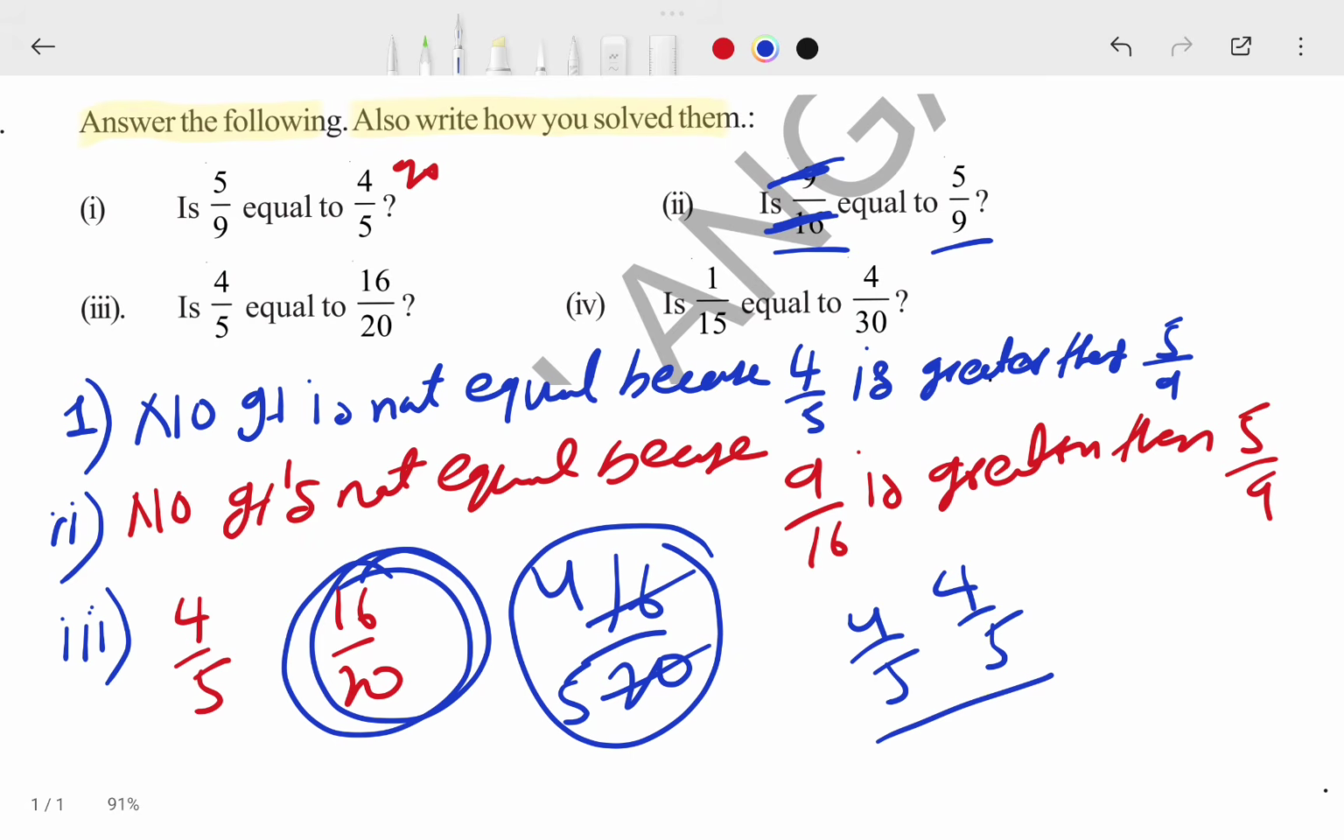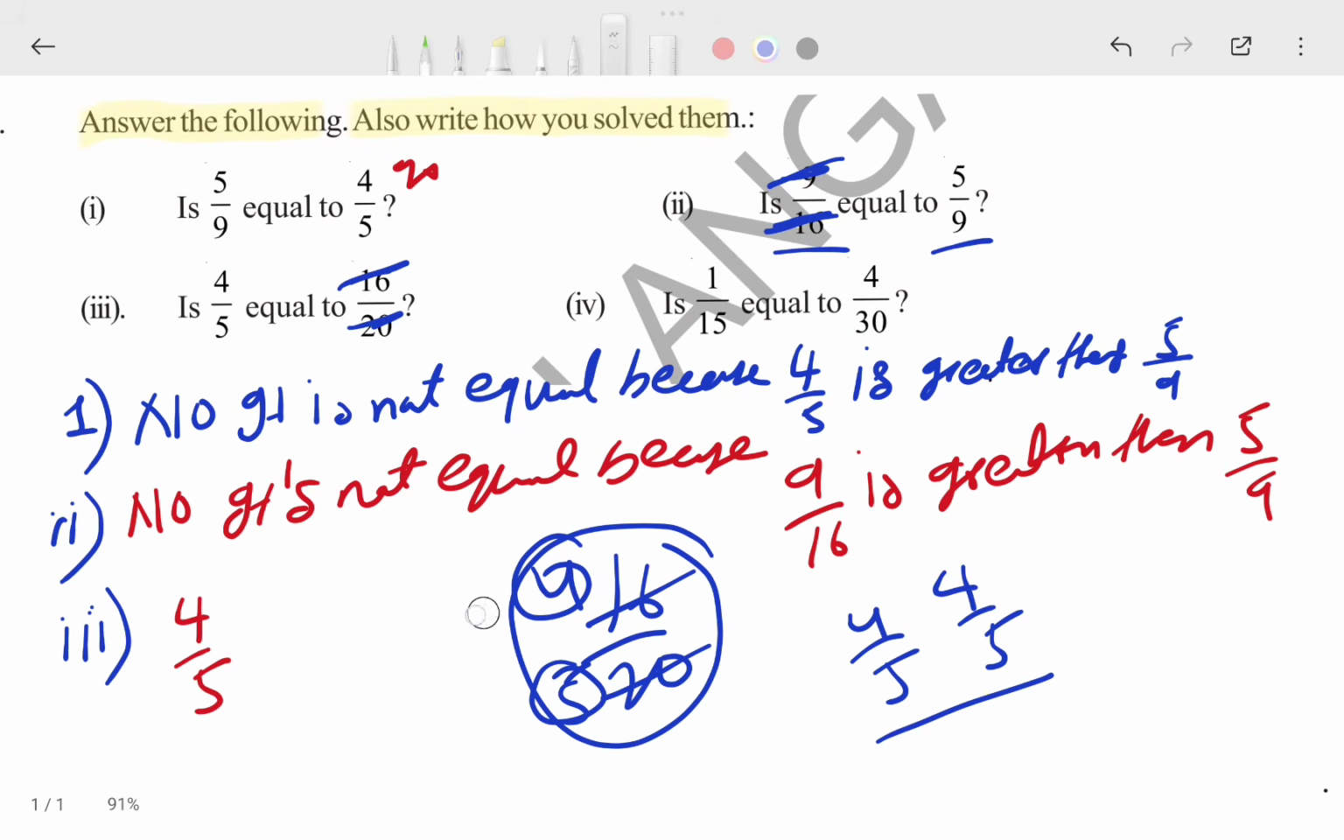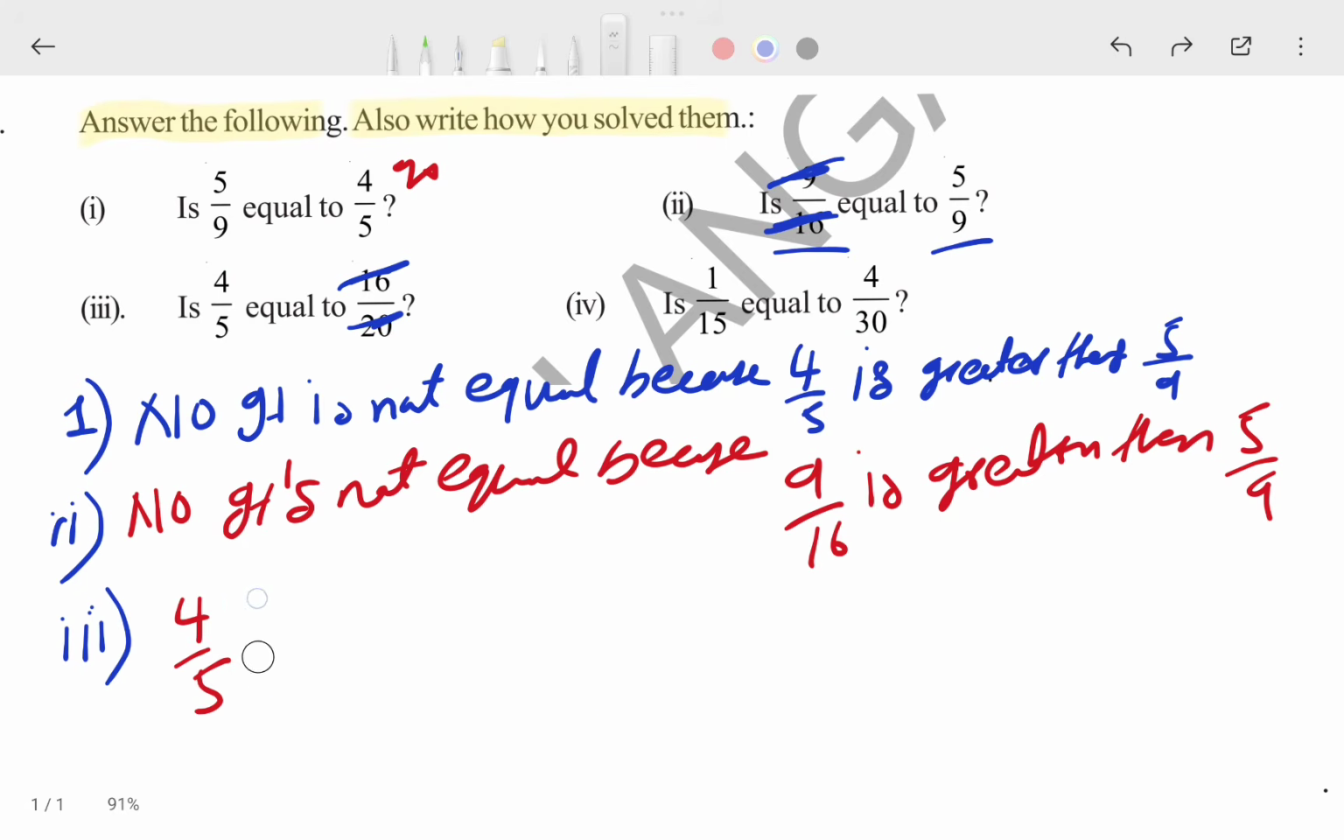only. Generally these are not divisible, but here this number and this one can be divided by the same number. That's why we divided and we get 4 and 5, the same number. So it means that they are equal numbers. So for writing this one, what can we write? Yes, it is equal. Now we will write, yes, it is equal.